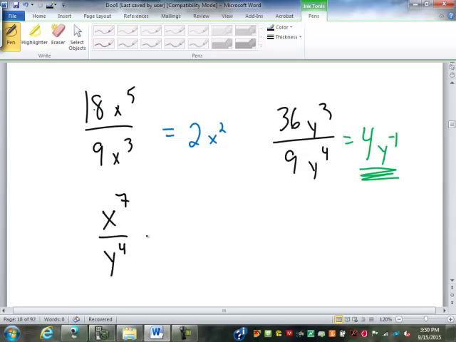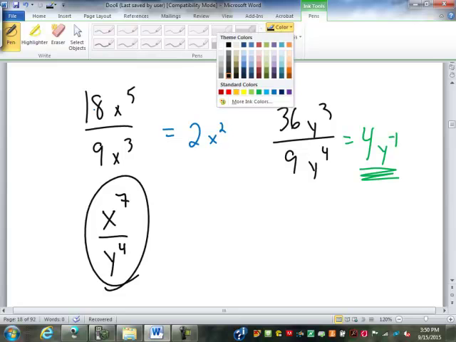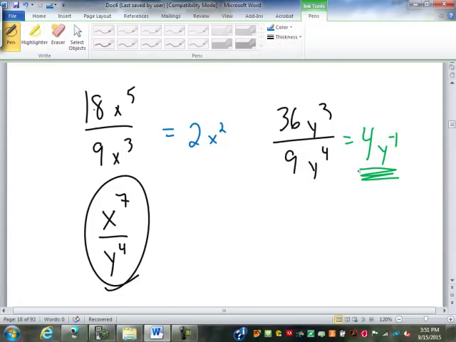How about this one? What's it going to become? Trick question. It stays that way. X to the 7th over y to the 4th. Now we've shown this negative power here. Y to the negative 1. What does that mean?